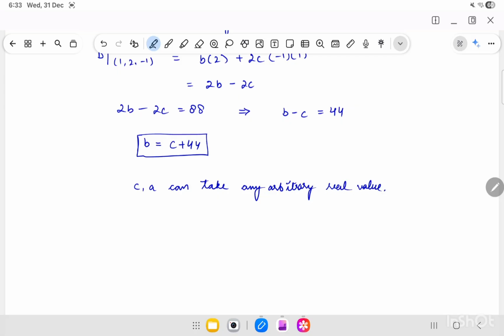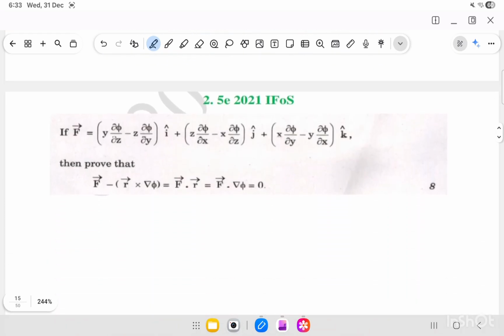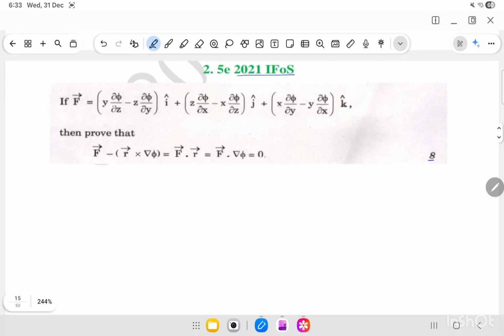Now let's move on to discuss the next question. This was asked in 2021 in the Forest Service examination, and it's an 8-marker question. The question says that they have given us a vector f and we are supposed to prove these 3 relations. So let's see how we can do that.